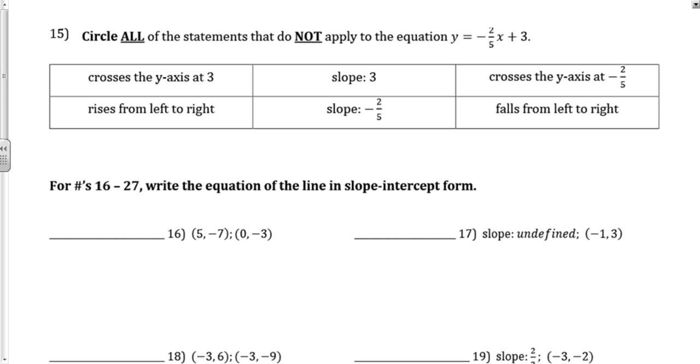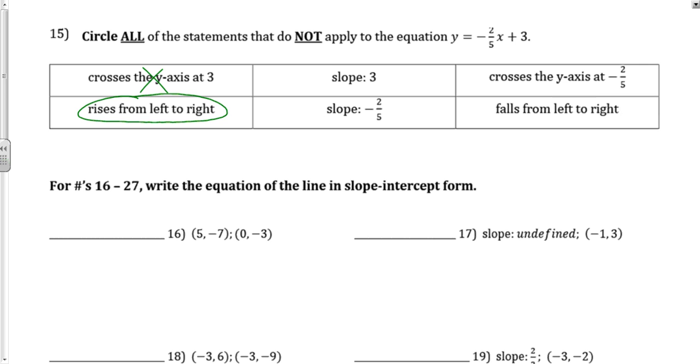Moving on, number 15, circle all the statements that do not apply to the equation y equals negative 2/5 x plus 3. So real quick, does it cross the y-axis at 3? Yes, it does. It has a y-intercept of 3. So that does apply. It rises from left to right, while the slope is negative, so it does not rise from left to right, so that does not apply.